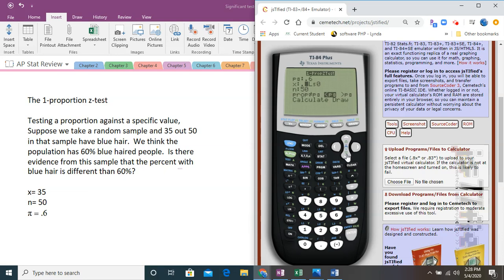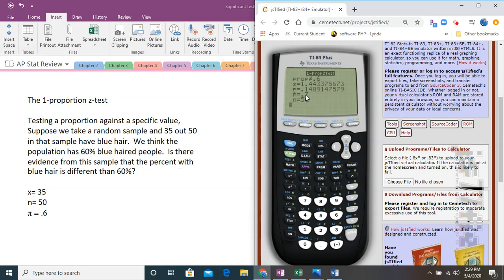Oh, sorry about that. I could have written this 0.7 times 50. Anyway, there we go. And that would have put the 35 in. If there's a decimal, I just delete my decimal. And I said different than, so this is a two-tailed test. I click calculate.